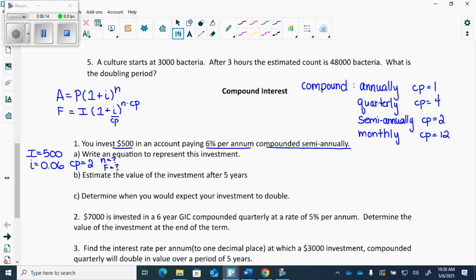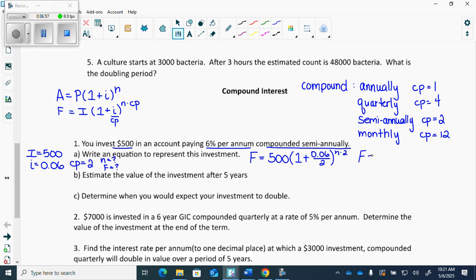Okay, so let's set it up. Final equals 500 bracket 1 plus, what's my I? 0.06. But I have to remember because it's compounded semi-annually, I'm actually taking that answer and dividing it by 2 because I need the interest per compounding period. So every 6 months it's increasing by 3% because in the whole year it's increasing by 6%. Make sense? And then we don't know N, and we have to times it by what? 2.